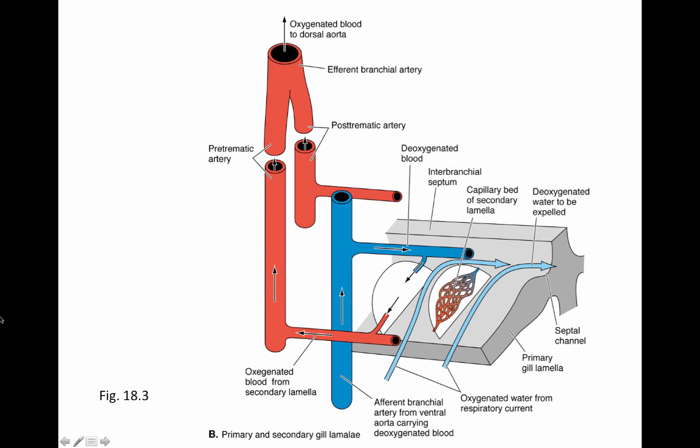So let's look again at the structure of fish gills in diagrammatic form. So we've got the deoxygenated blood coming from the heart, and it's going to be delivering this blood to these secondary lamellae. So this gray tissue here is the primary gill lamella. This is the interbranchial septum, and the water is going to be coming through the septal channel. So the water is coming through in this direction, through the septal channel, in through the mouth and out through the pharyngeal slits. The blood is being brought through in the opposite direction.